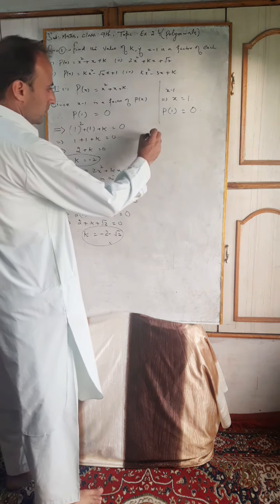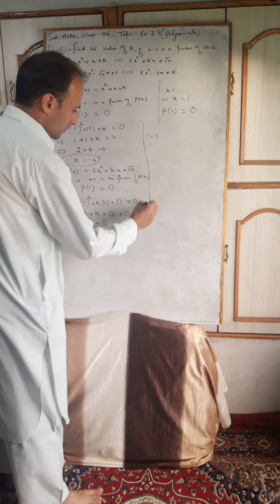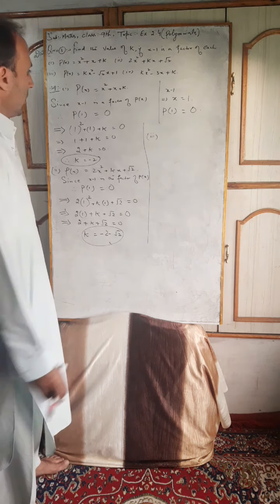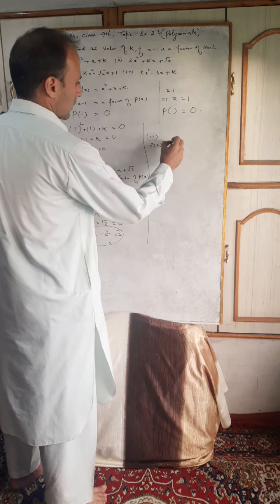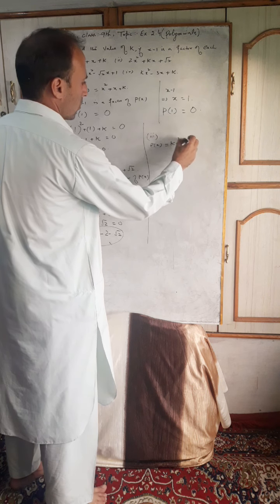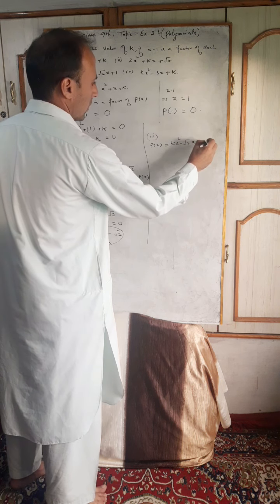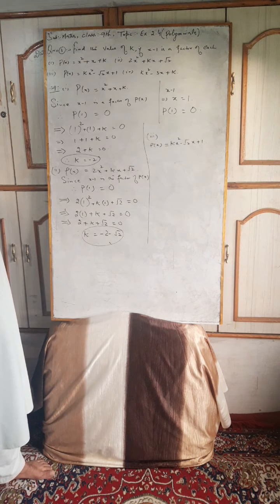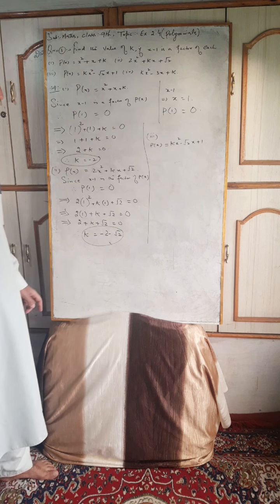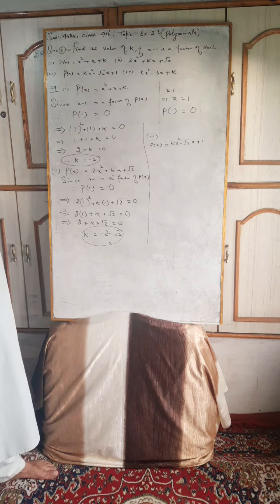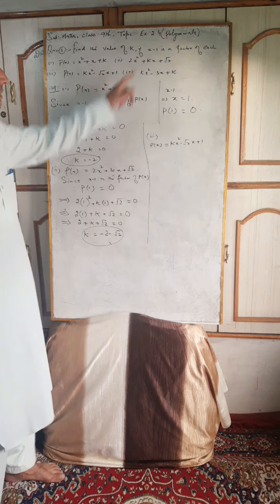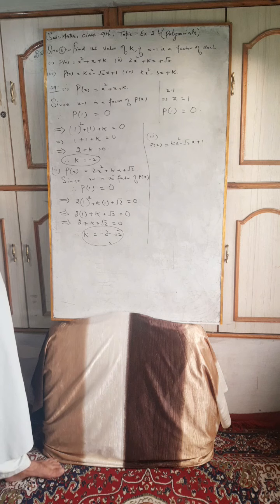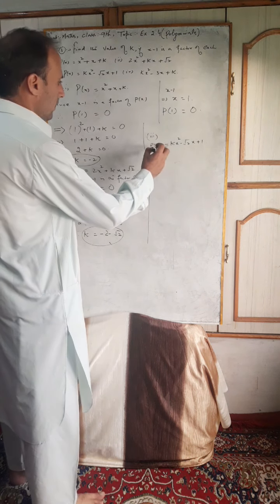Third part, p of x is equal to kx square minus root 2x plus 1. We are given x minus 1 to be the factor of this polynomial, therefore by factor theorem p of 1 should be equal to 0, and x is equal to 1 is the 0 of x minus 1.